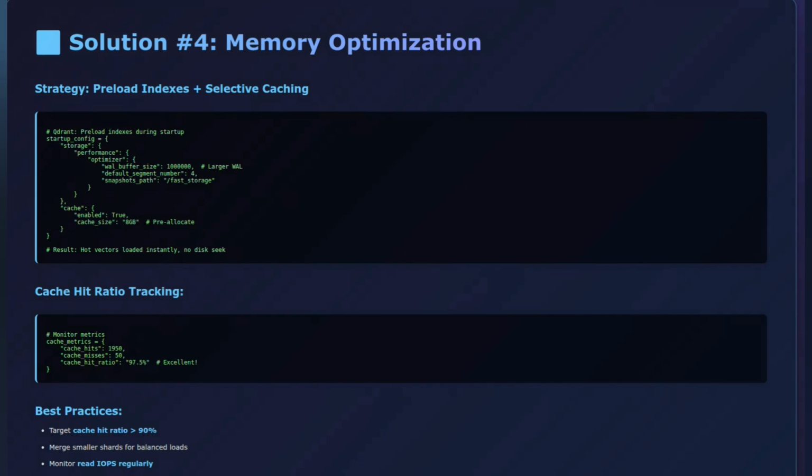Result? You go from 2 GB used, 10,000 disk IOPS, slow queries, to 14 GB used, 1,000 disk IOPS, fast queries. More RAM utilization, better performance, same hardware.